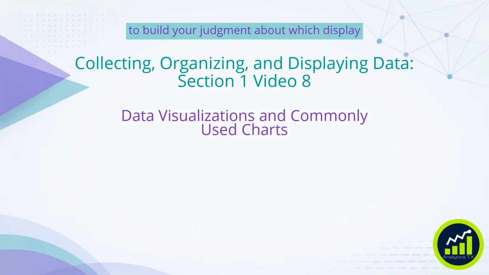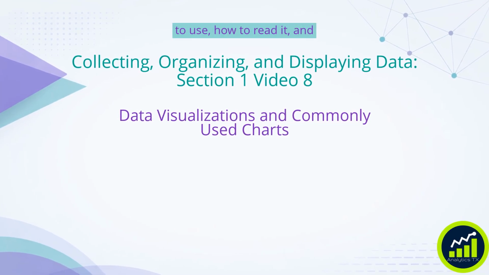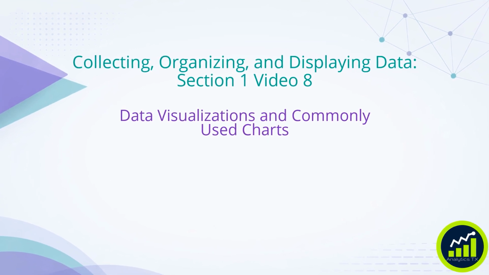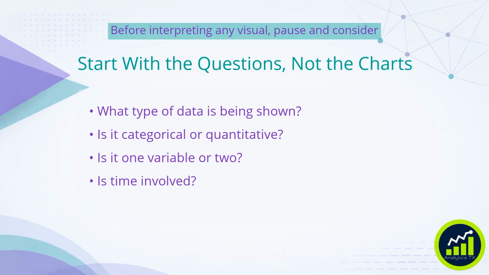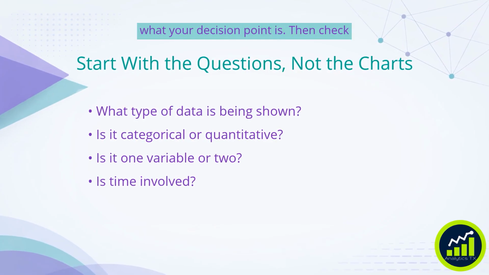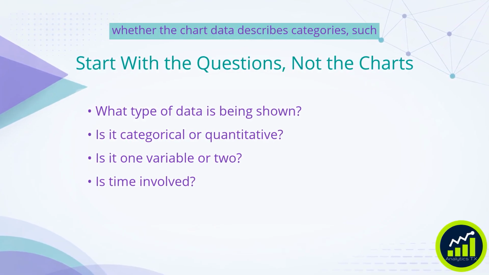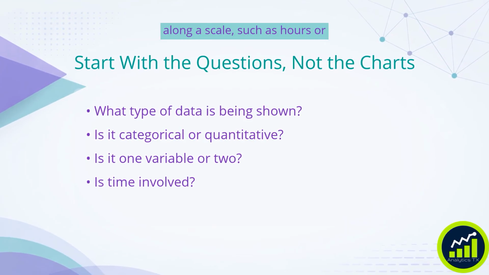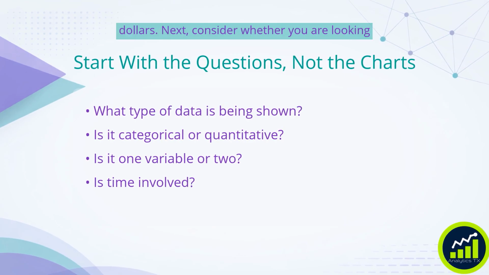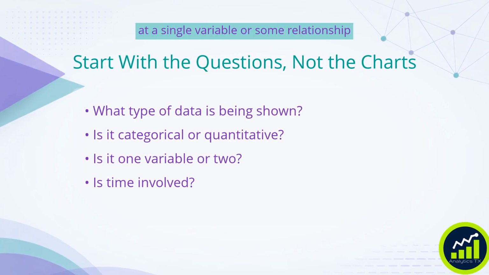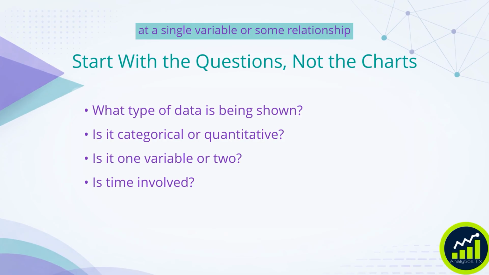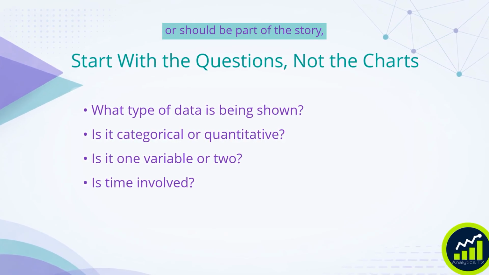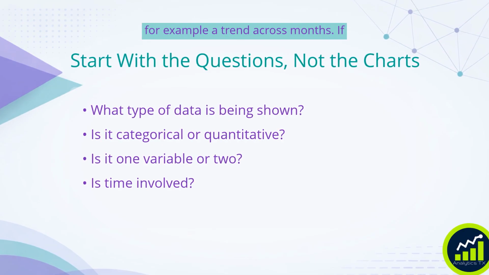The goal is to build your judgment about which display to use, how to read it, and how to challenge visuals you see in meetings. Before interpreting any visual, pause and consider what your decision point is. Then check whether the chart data describes categories, such as departments or product lines, or quantities along a scale, such as hours or dollars. Next, consider whether you are looking at a single variable or some relationship between two. Finally, check whether time is or should be part of the story.